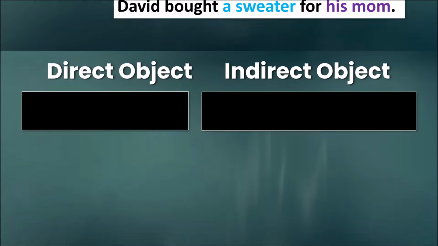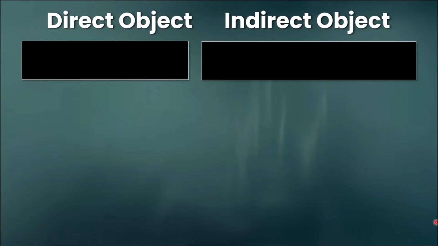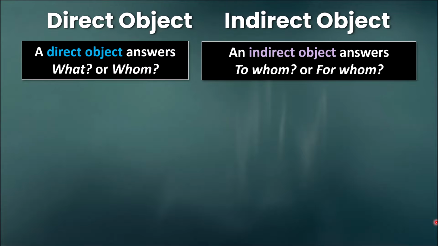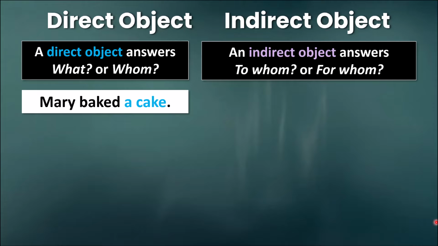So let's look at some more direct comparisons of direct objects and indirect objects. Once again, a direct object answers what or whom, and an indirect object answers to whom or for whom. So for example, Mary baked a cake. Once again, what did Mary bake? She baked a cake. So a cake is a direct object.